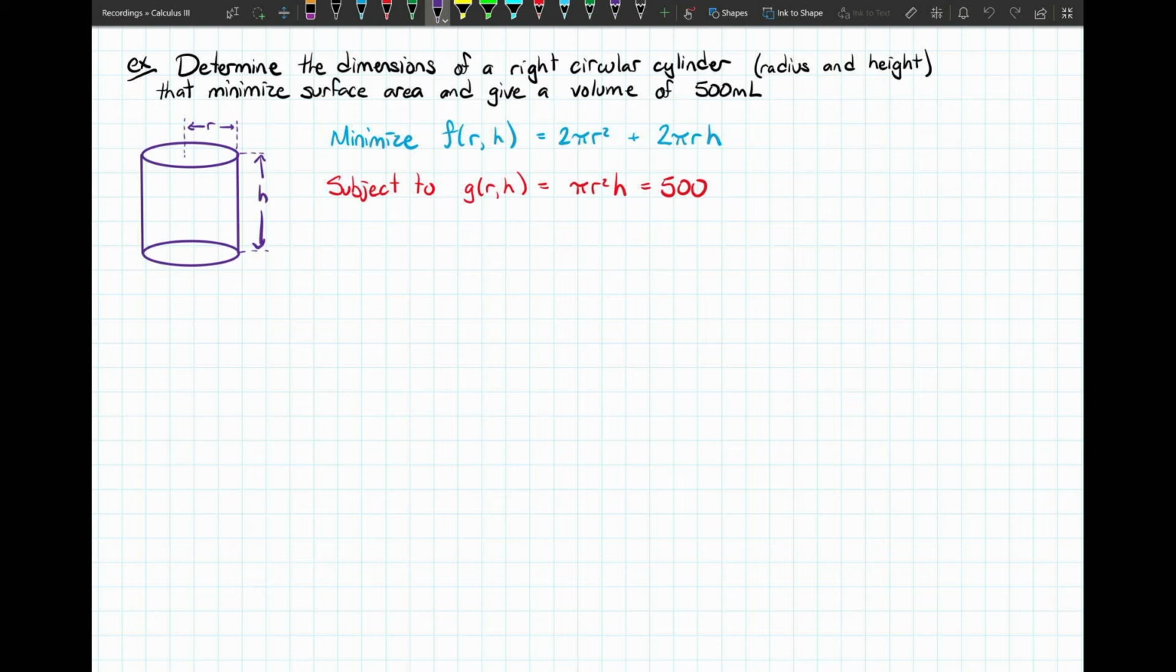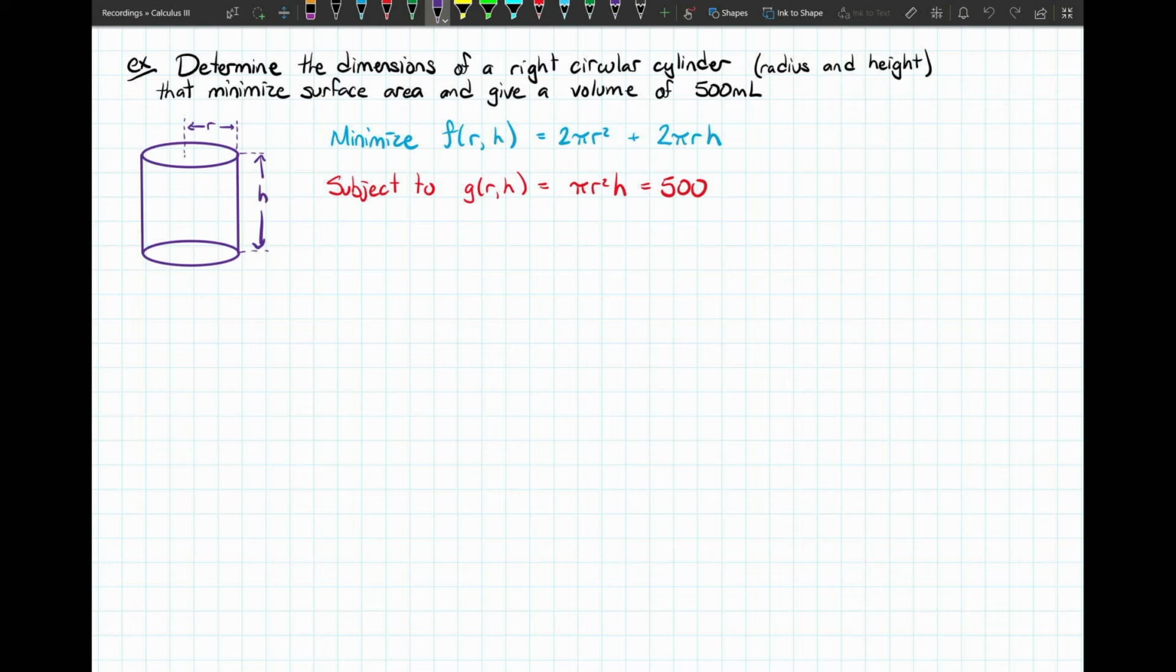That's our function g, and we need g to equal 500 milliliters, or 500 cubic centimeters if that helps us to get units of r and h. Now, right away, we could go ahead and set the gradient of f equal to lambda times the gradient of g, and have our third equation being pi r squared h equals 500. But let's try setting up the Lagrangian.